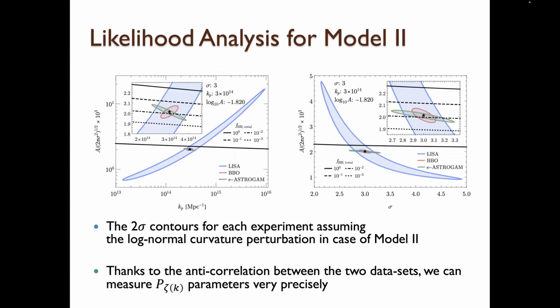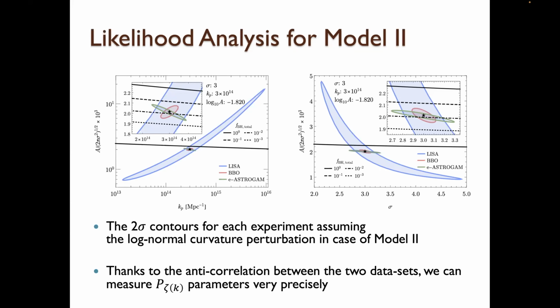That's this plot. This is the 2D plot for 2 sigma contours for each experiment, for LISA, BBO, and e-ASTROGAM, in case model 2 is correct. So this black star is the model 2 point. And you can see LISA, BBO, and e-ASTROGAM, how much they can measure the parameter, how precisely they can measure.